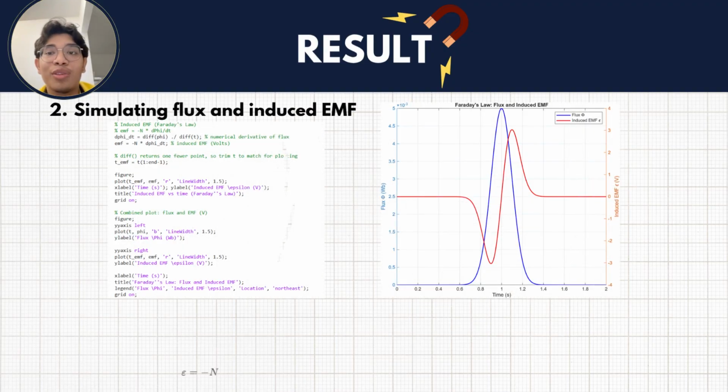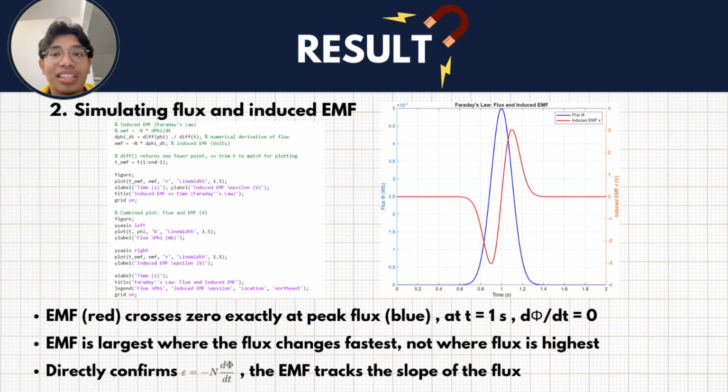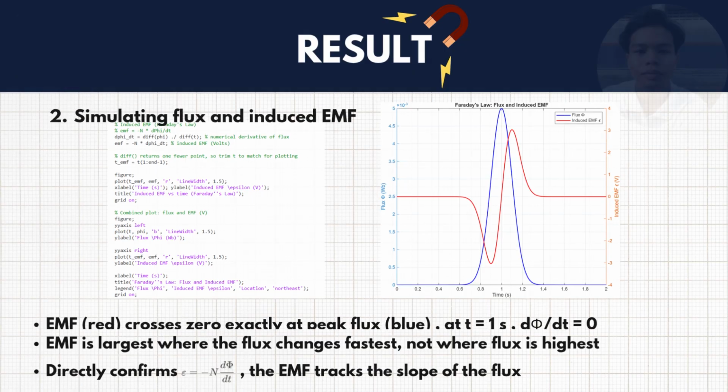The second figure overlays the flux in blue with the induced EMF in red. Notice the EMF crosses zero exactly where the flux peaks. At that instant, the flux is maximum but momentarily not changing, so dΦ over dt is 0. The EMF is largest where the flux changes fastest, not where the flux is highest. This directly confirms epsilon equals minus N dΦ/dt. The EMF tracks the slope of the flux.